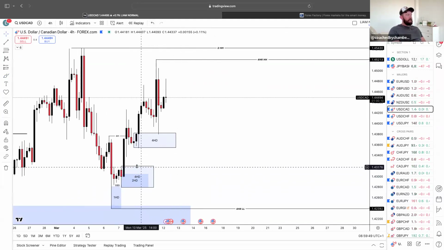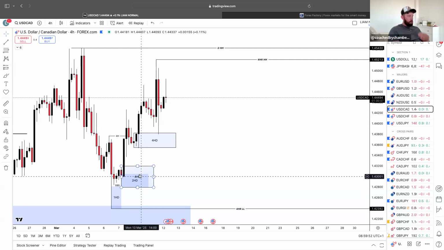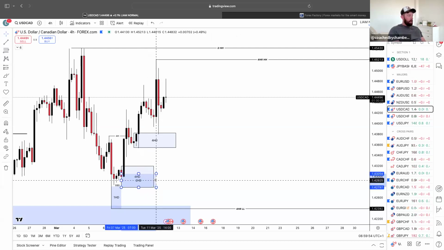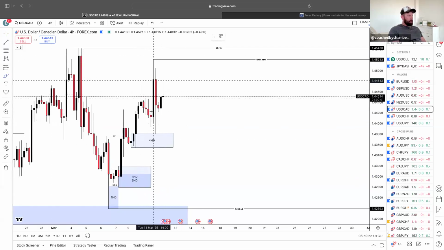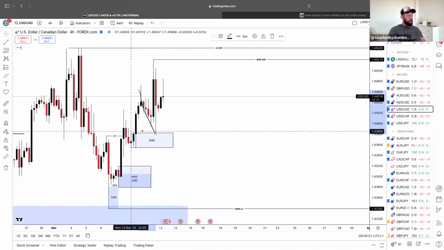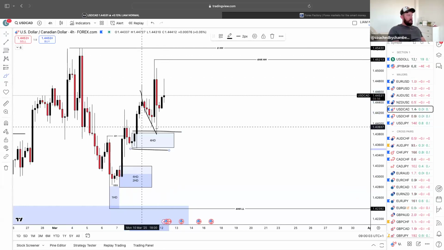Obviously mitigated with this imbalance. I was looking for buys up in here, and obviously we didn't get that. So then we had another break of structure. And as you guys can see, the market retraced as always into this 4-hour demand, filled in the imbalance, and then we had this movement away.